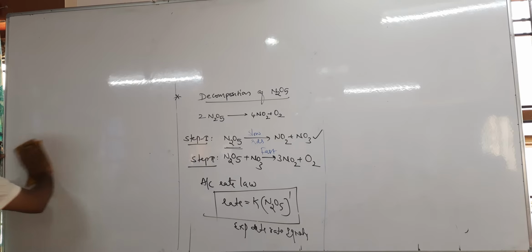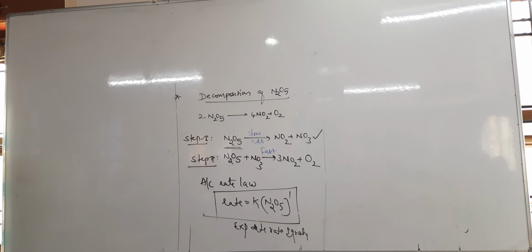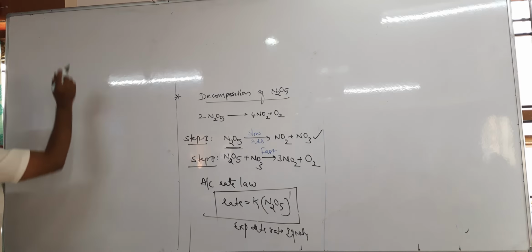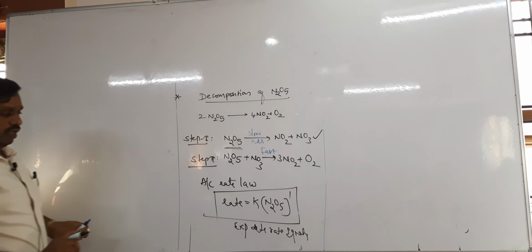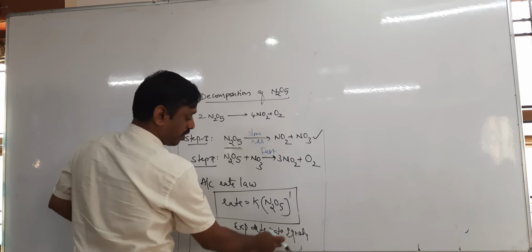Next is molecularity and order. Which one, tell me? It is the experimentally determined rate equation.